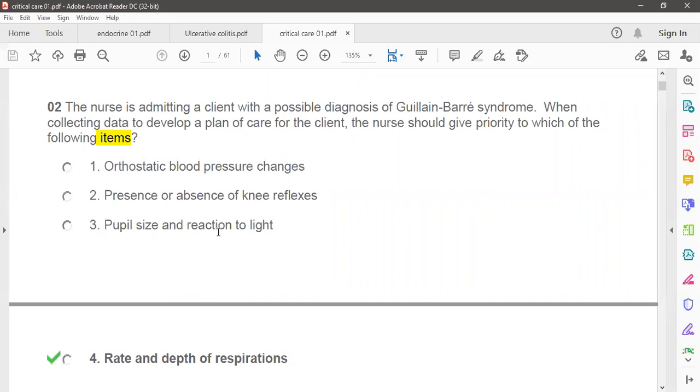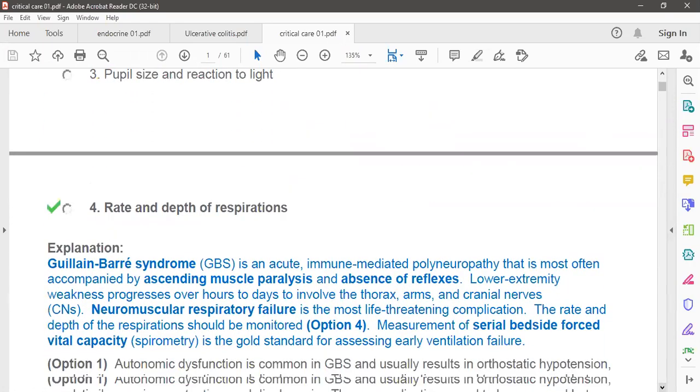As I told before, Guillain-Barre is an autoimmune attack of the peripheral nerve, and the major symptom is ascending paralysis, and the patient has dyskinesia or inability to move voluntarily, and finally respiratory system failure. So we can check the respiratory rate and depth. Is the respiration okay or not? Is it slow or rapid? So rate and depth of respiration is the top priority.